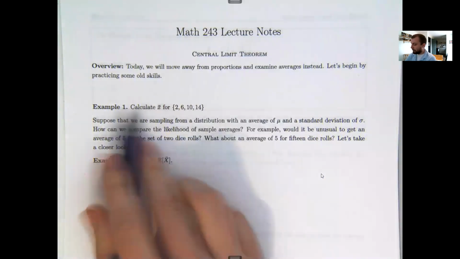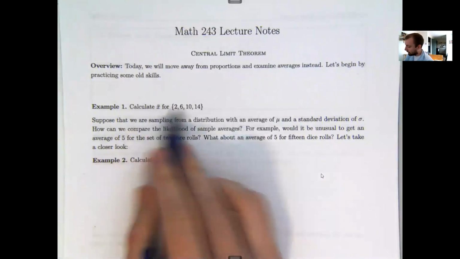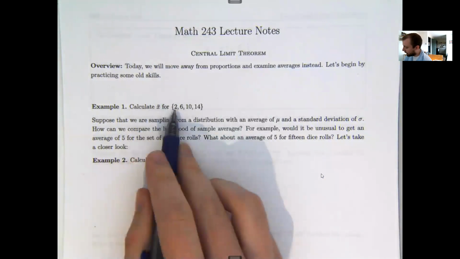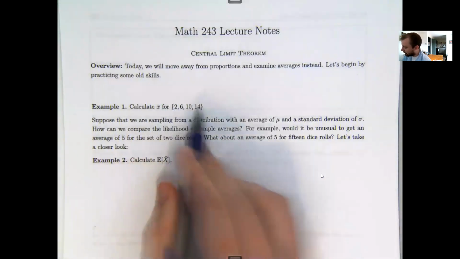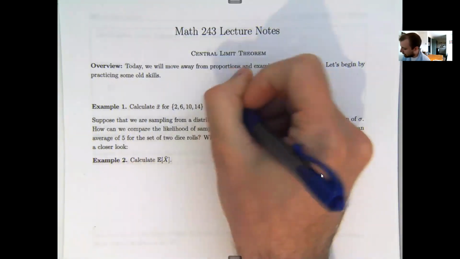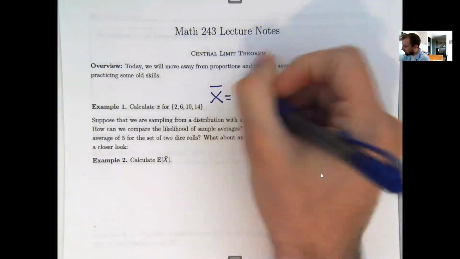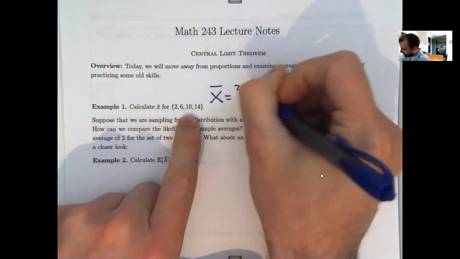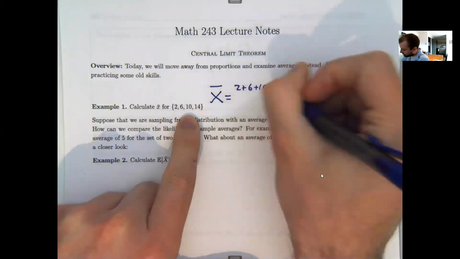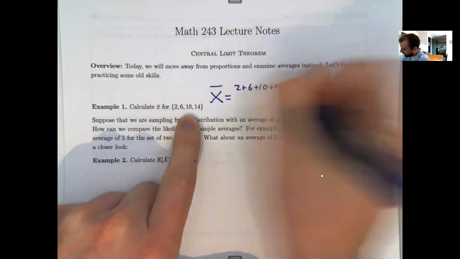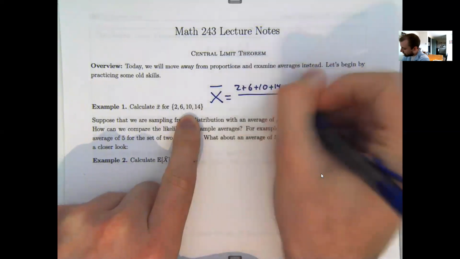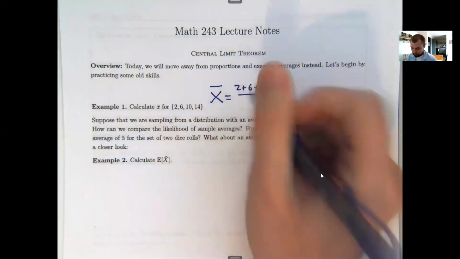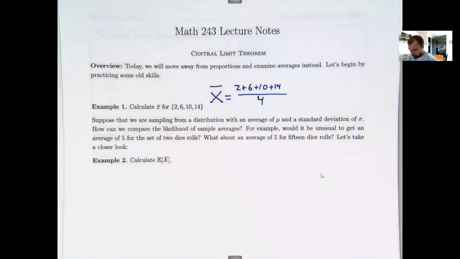I'm going to start by making sure I remember how to find an average. I'm finding x bar for the set 2, 6, 10, and 14. In order to find a sample average, I need to take all of these values, add them up, and divide this by the number of terms. Looks like there are 4 terms here. So when I type this into a calculator, I get an average of 8 or so.